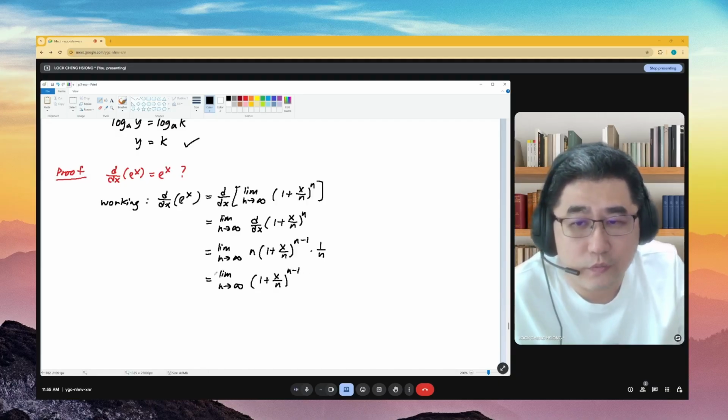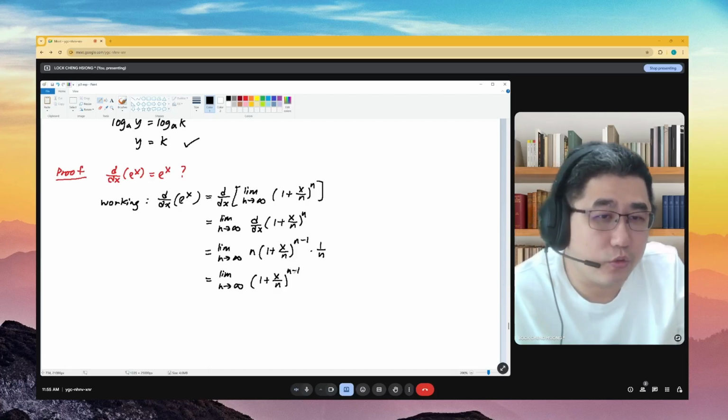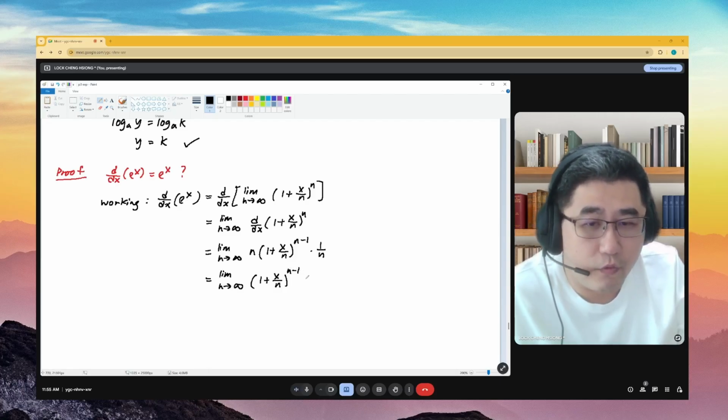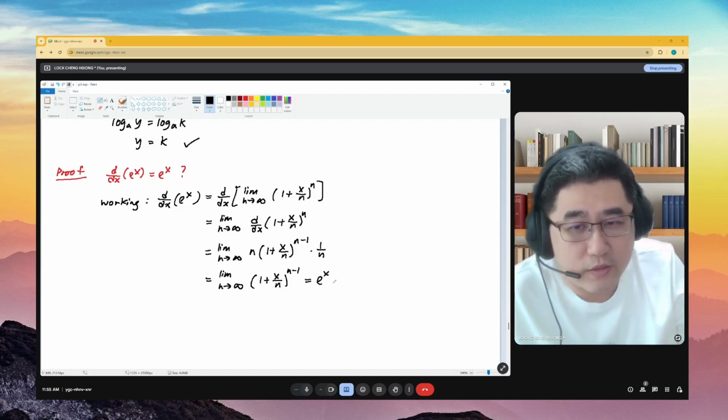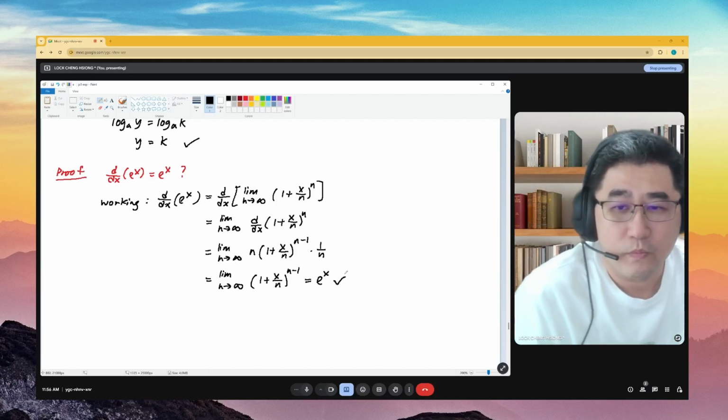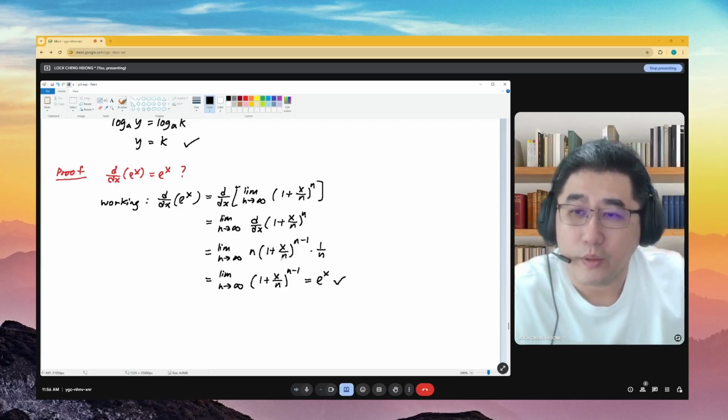Okay, let's observe this carefully. You should be able to see that this looks similar to the definition. Since n goes to infinity, n minus 1 can also go to infinity. Therefore, they are actually the same. Therefore, it is e^x itself. Okay, that will be the proof.